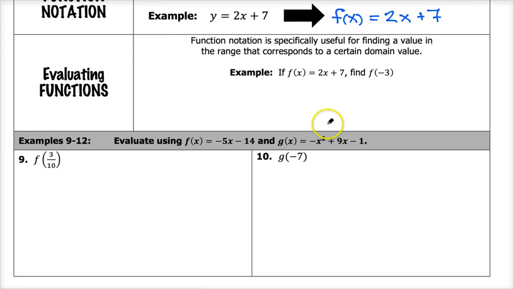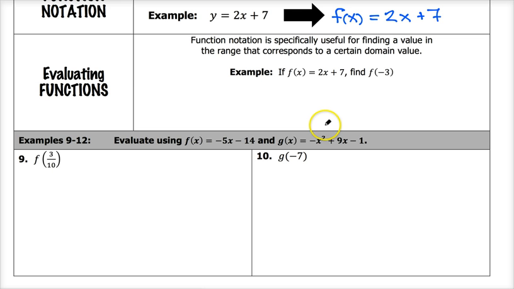And we use function notation a lot when we're evaluating functions. So if I said, okay, f of x equals 2x plus 7, find f of negative 3, that simply means I want you to replace the x value with negative 3. So to find f of negative 3, we would take 2 times negative 3 and add 7. And f of negative 3 would end up being positive 1.